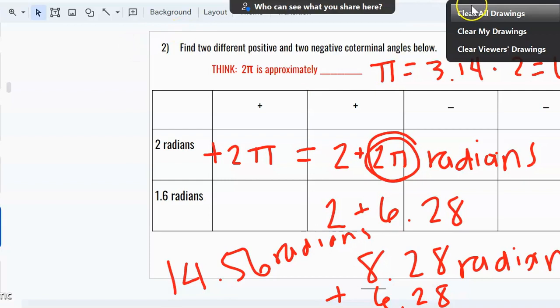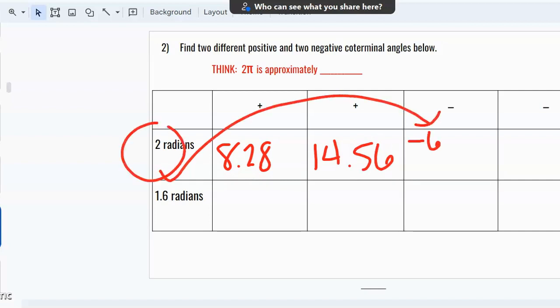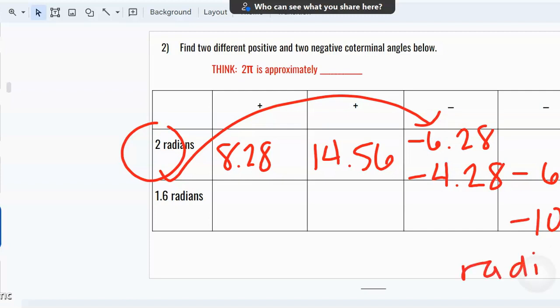So I'm going to go ahead and clear this screen so that we have space to keep writing more. This is 8.28 radians. I don't really have space, so I'm not going to write the unit right now. And then I've got 14.56. If I want a negative one, that means I'm going to take my original number, 2, and now subtract 6.28. So my first negative coterminal angle is negative 4.28. And then if I subtract 6.28 again, my next coterminal angle is going to be negative 10.56. And again, all of these are radians. So you just keep adding or you just keep subtracting. Those are all coterminal angles.